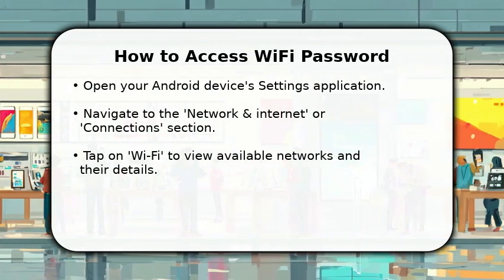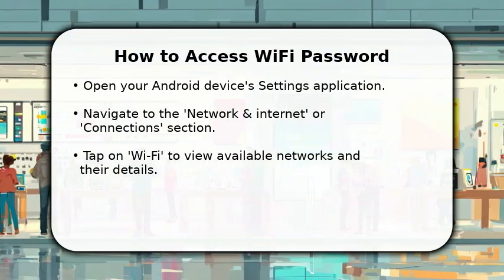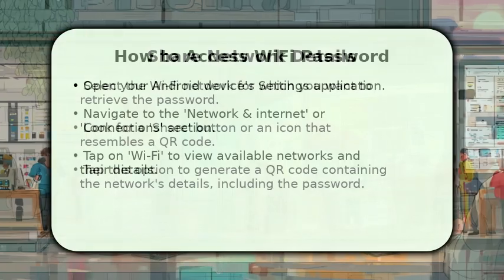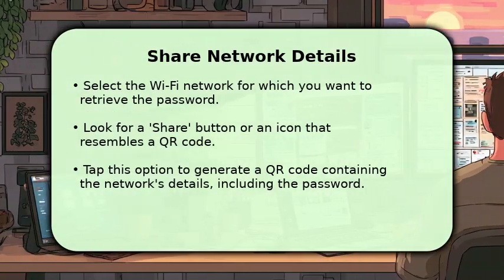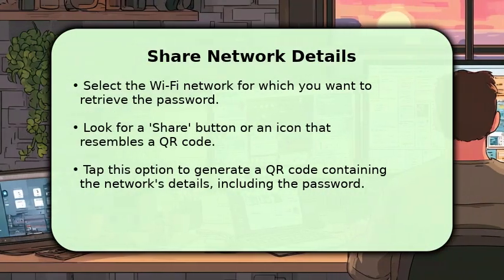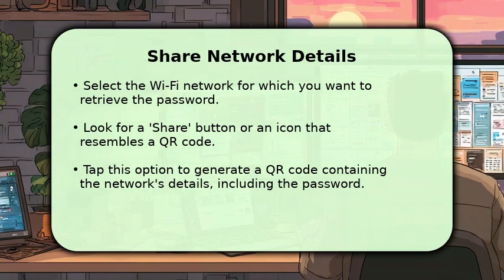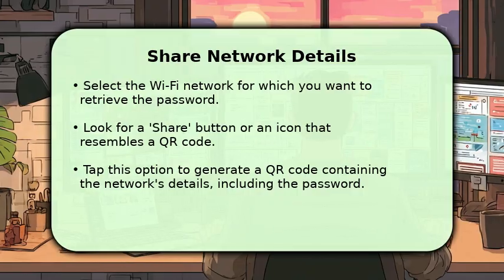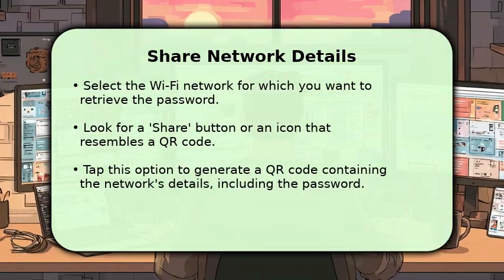Finally, select Wi-Fi to see a list of all the networks your device has connected to or can detect. Once you are in the Wi-Fi settings, tap on the specific network whose password you wish to find. You will then see an option to share the network, often represented by a small QR code icon.